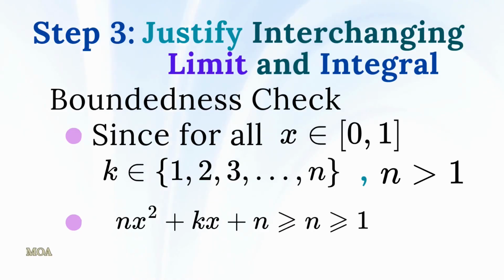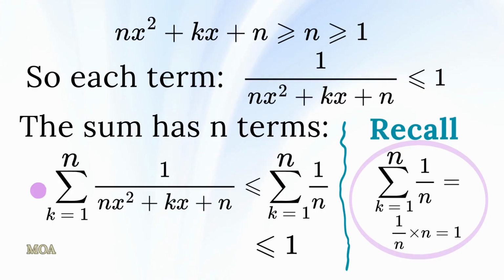To do this rigorously, we apply the dominated convergence theorem. First, observe that for all x in the interval from 0 to 1, and for every k from 1 to n, the quantity nx squared plus kx plus n is greater than n. Therefore, each term in the sum is less than 1 over n. Since there are n such terms, the entire sum is less than n times 1 over n, which equals 1.